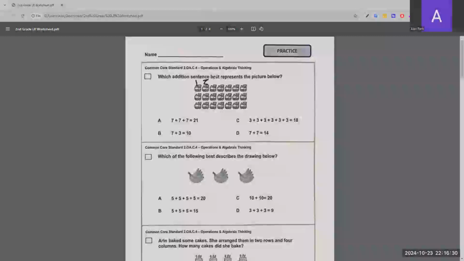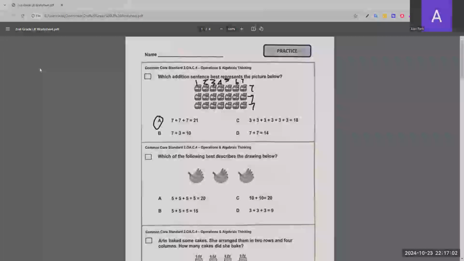1, 2, 3, 4, 5, 6, 7. So there's 7 trains in each row, and all the rows have the same amount of trains. And there's 3 rows. So that would be 7, 7, 7. So basically, you're adding 7 3 times. That would be represented by A, which is 7 plus 7 plus 7 equals 21.